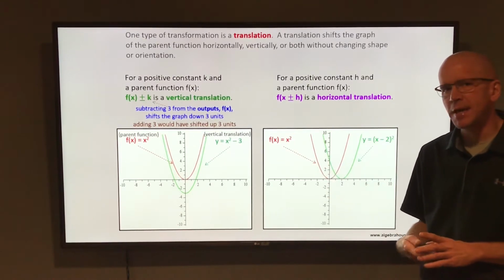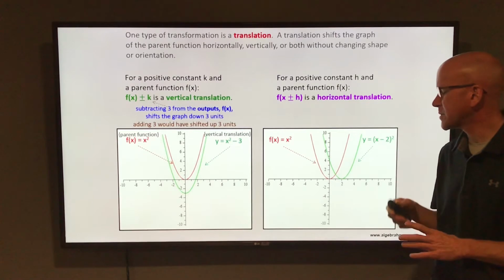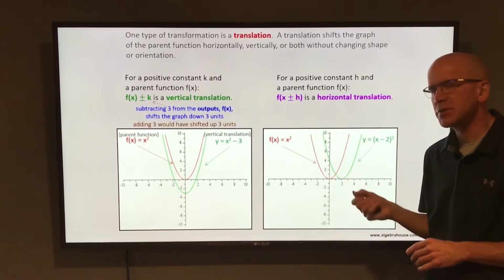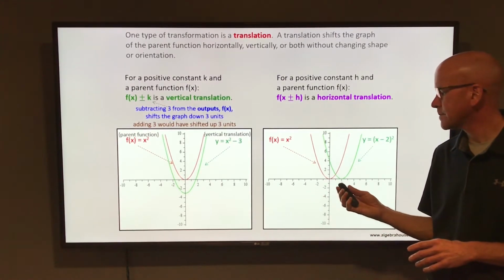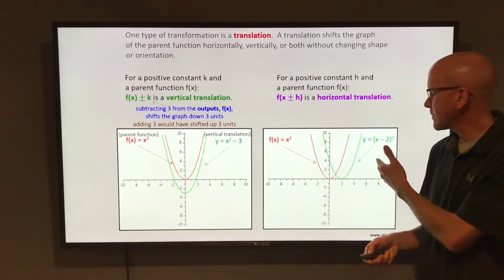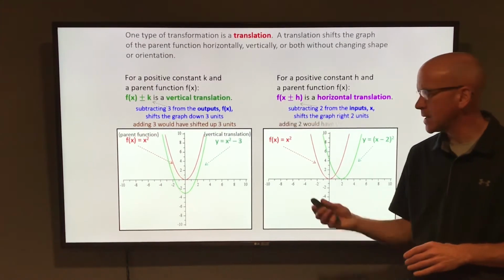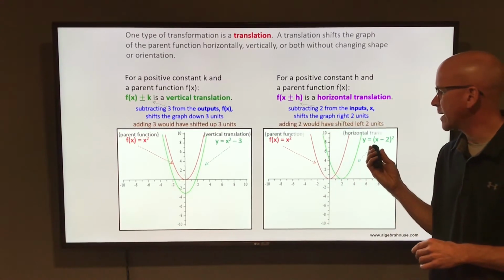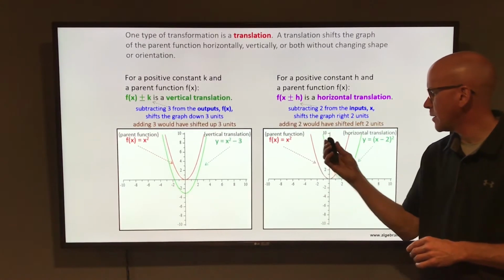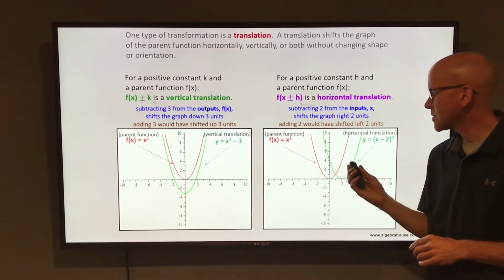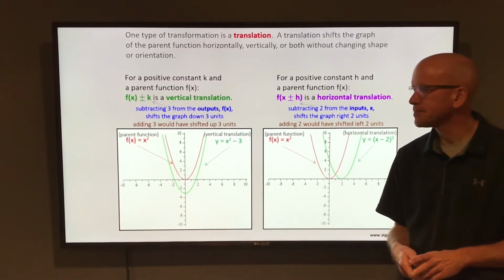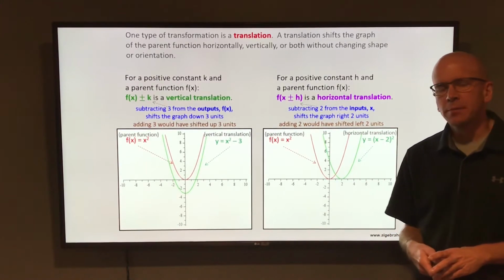If we switch that to y equals x minus 2 squared, notice the graph is shifted to the right 2 units. So when you subtract from the value of x, that's going to shift the graph to the right. In this case, we're subtracting 2 from the value of x. So we went from x squared to x minus 2 squared, and that shifts the graph to the right 2 units. So what to keep in mind here?